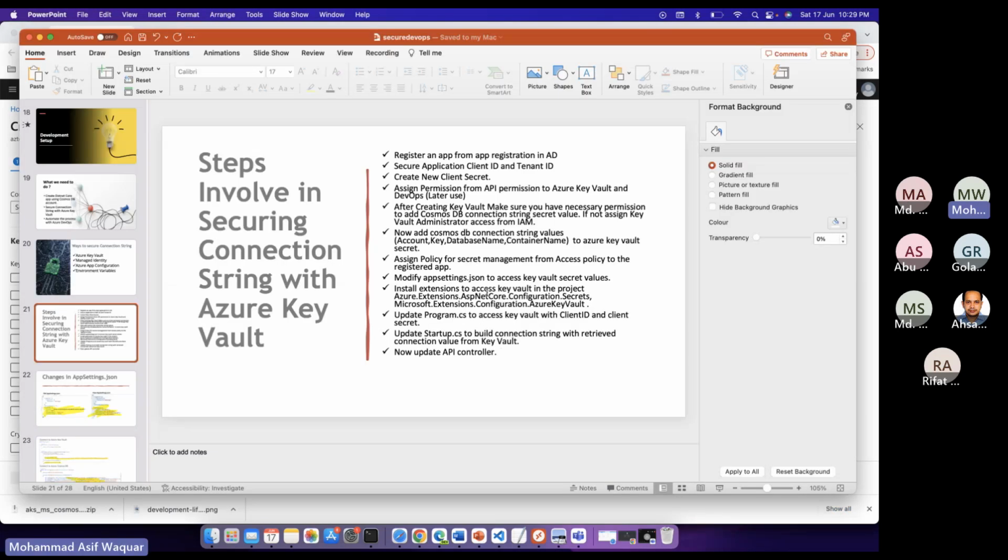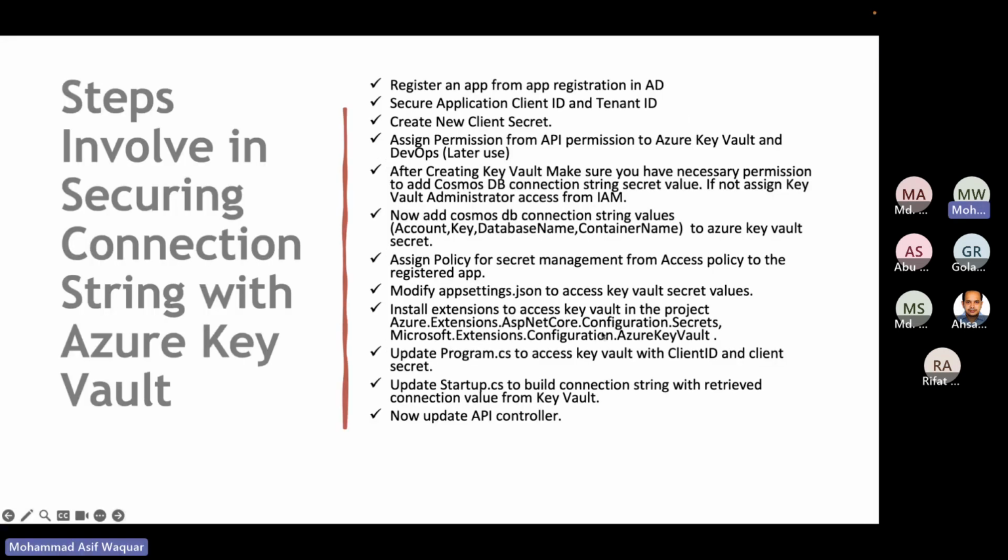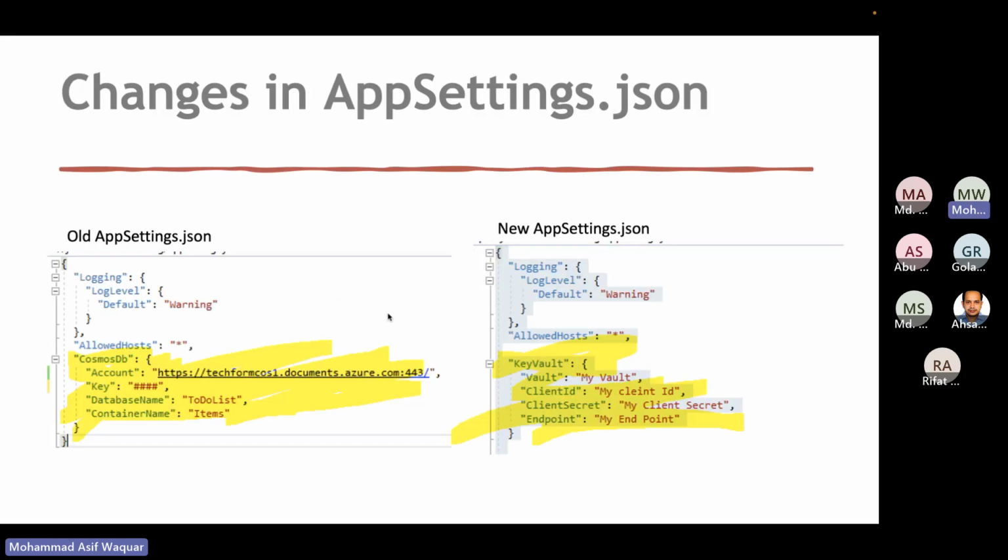Okay, then later on in our app, we added the NuGet package extensions, and then we modified our Program.cs file to connect to the Key Vault. And later on, we modified our Startup.cs file to set up the connection for the Cosmos DB. So this is my old connection string. You can see there was a Cosmos DB account, key, database name, all.